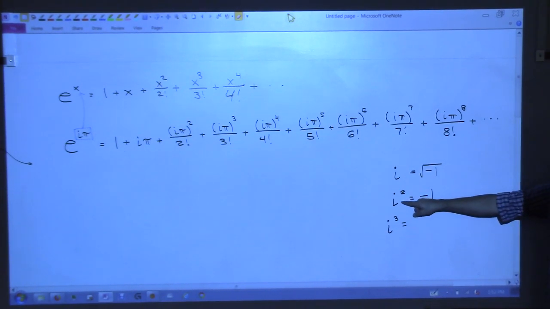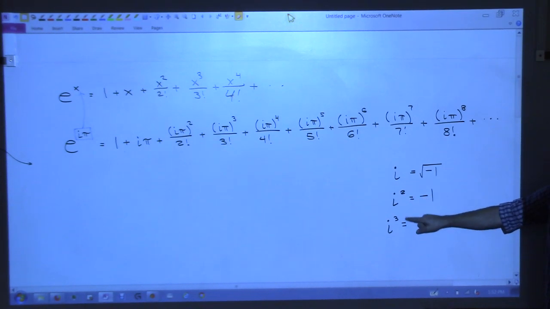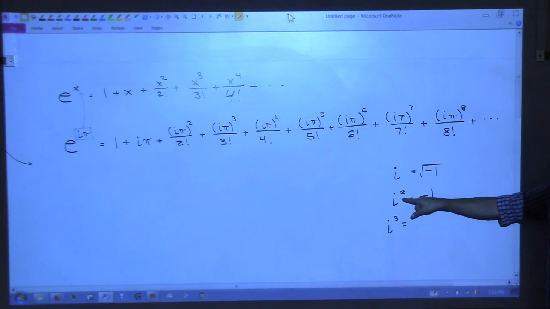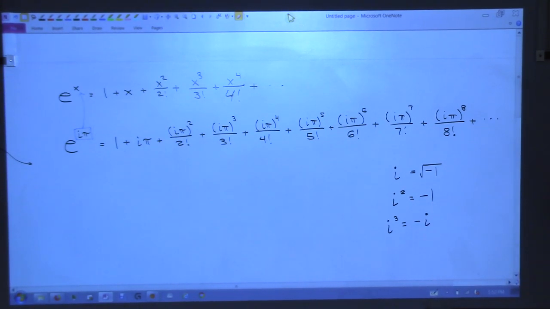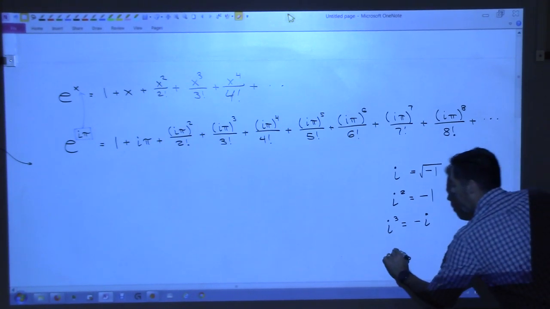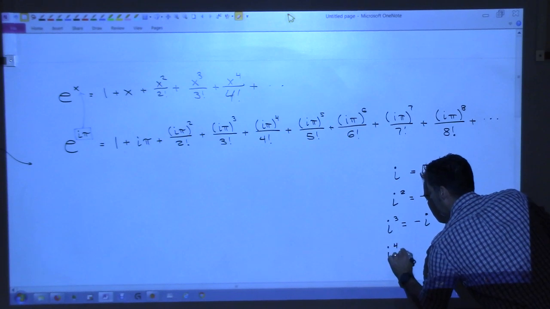Wouldn't it just be, this is i squared, right? So i cubed is just this times another i. So what would happen if I take -1 and multiply it by i? Wouldn't I get -i? Is that all right if I just write it like that? That's -i.